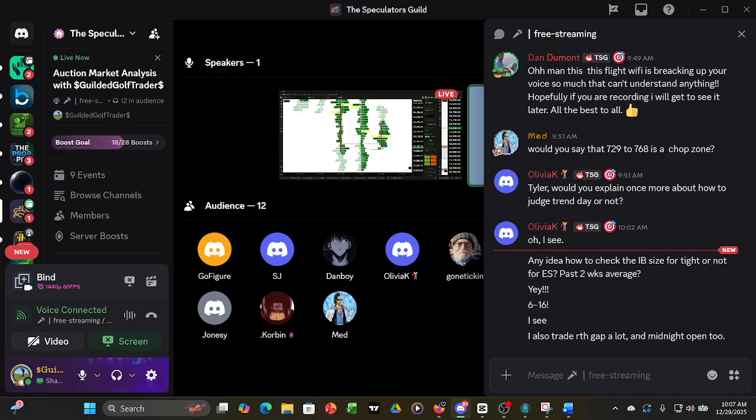Another one is if you had a strong trend day the day before and you're going to continue trending. If we had a really strong trend day yesterday and say we gap up today, you do not fade that gap. That's a strong trend gap. The chances of it coming back down are very slim.